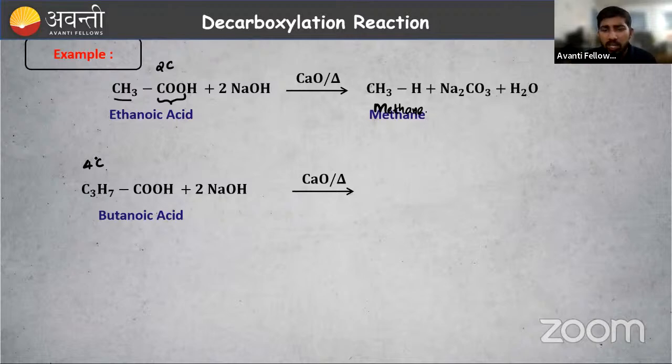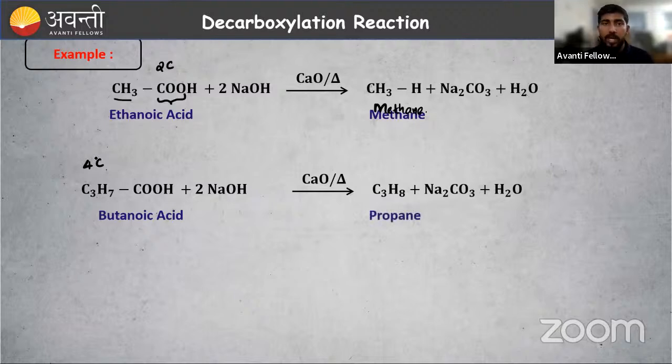What is C3H8? C3H8 means propane is obtained. So propane, how many carbon atoms? There are 3 carbon atoms present. So 1 carbon less than the reactant. So you two friends, give me the answer in the live chat. So propane is obtained from butanoic acid. So these are some examples of the decarboxylation reaction.